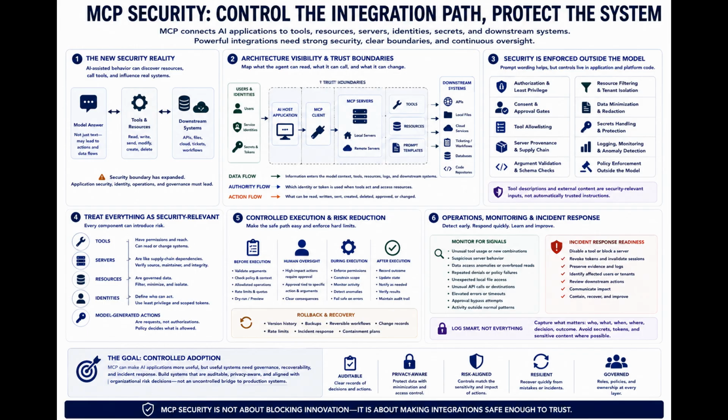MCP can make AI applications more useful, but useful systems need governance, recoverability, and incident response. Treat tools like integrations, servers like supply chain dependencies, resources like governed data, and model-generated actions like requests that require policy enforcement. Done well, MCP becomes auditable, privacy-aware and aligned with organizational risk decisions instead of being an uncontrolled bridge between a model and production systems.